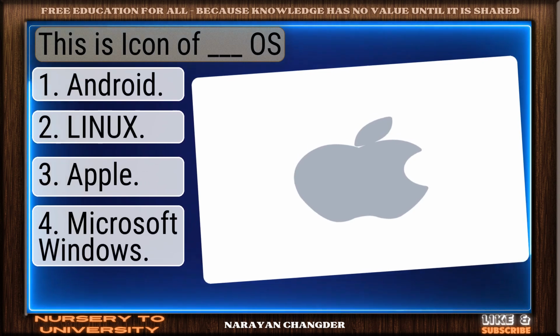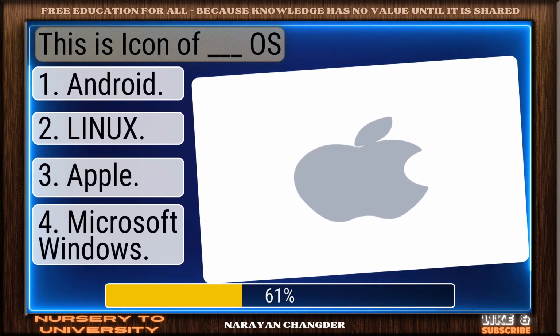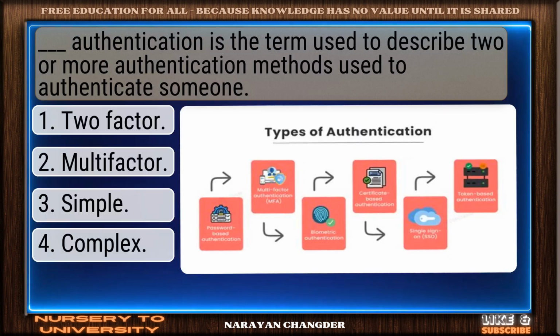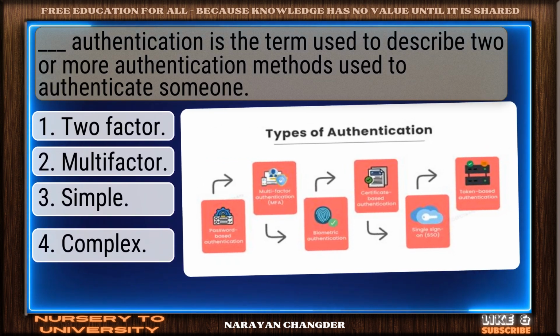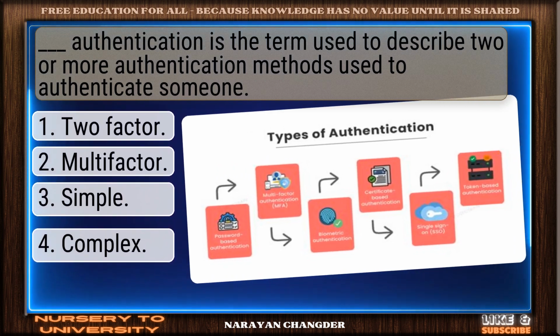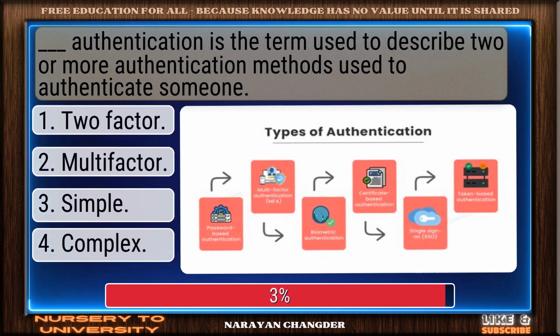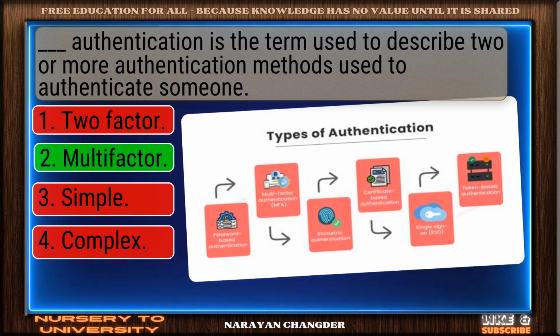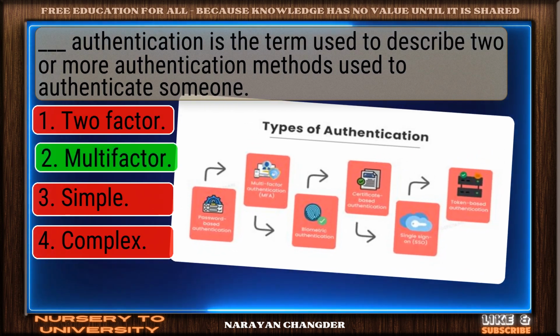This is the icon of dash OS. Solid response. Apple is a valid choice. Dash authentication is the term used to describe 2 or more authentication methods used to authenticate someone. Right again. Multifactor is a valid answer.